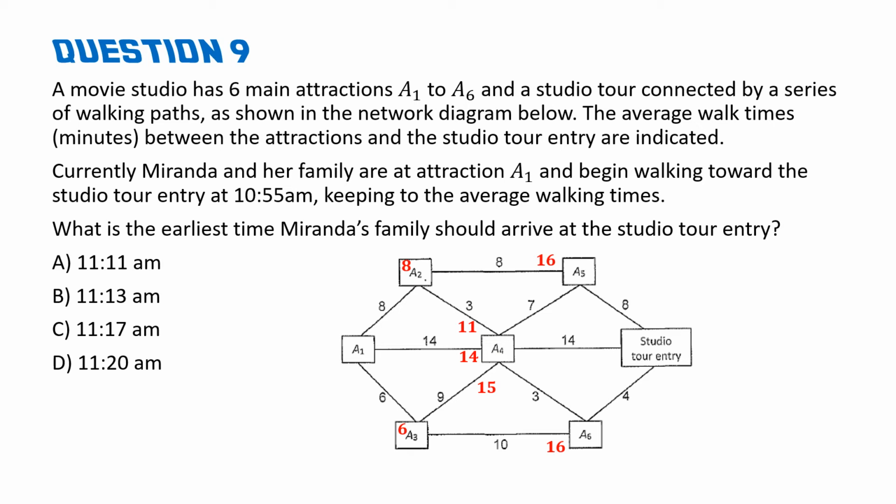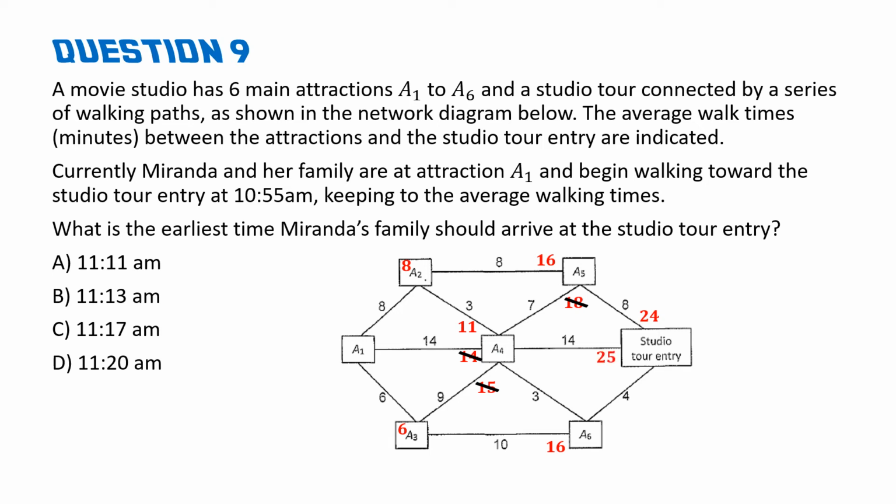Straight away, if we look at A4, I've got 3 options: 11, 14 or 15. We want the quickest way, so 14 and 15 are useless, so we'll cross them out. The quickest way we can get to A4 is 11 minutes. So if I go from A4 up to A5, we're going to do 11 plus 7, so that's going to be 18 minutes. 18 minutes is longer than 16, so let's cross that one out and not worry about that. From A5, I can go down to the studio entry in 8 minutes. So 16 plus 8 will be 24. So that's the top bit done. However, if I'm at A4 and I want to go straight across to the studio tour entry, it's going to be 11 plus 14.